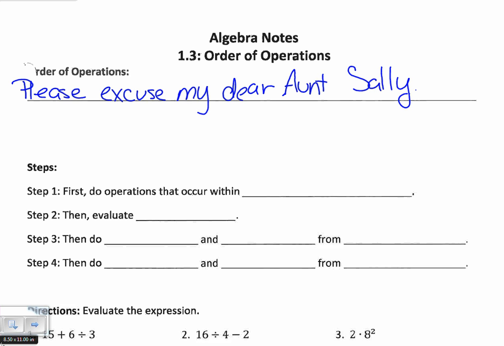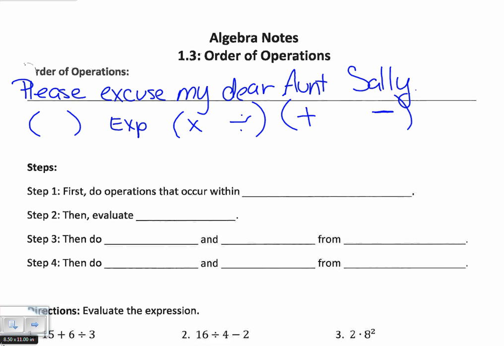So the P here stands for parentheses. Our E here is going to be exponents. M stands for multiplication. D is division. A is addition. And S is subtraction. We need to know that when we do multiplication and division, it happens together, from left to right. Same thing with addition and subtraction. I don't do all my addition and then go through and do all my subtraction. I'm going to do them as they occur from left to right.